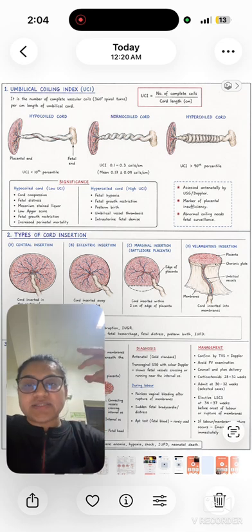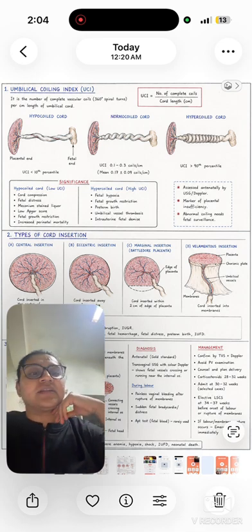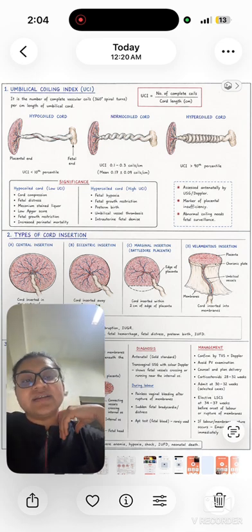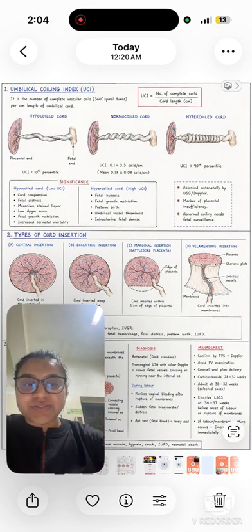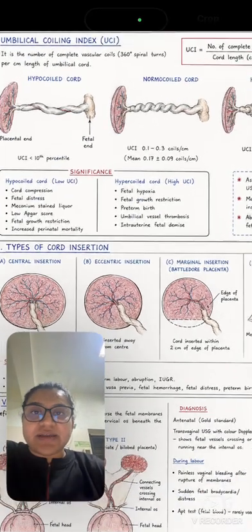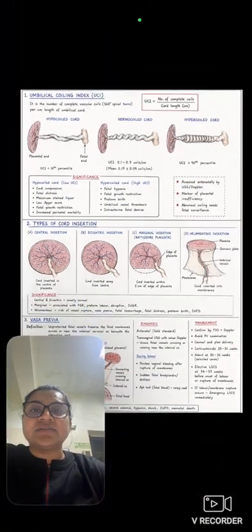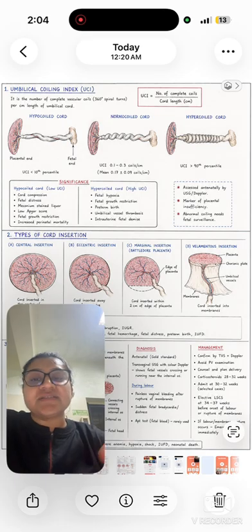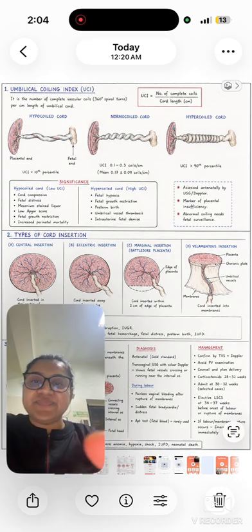It's divided into three sub questions. The first one is the umbilical coiling index and its significance. Second is to discuss the type of the cord insertion. Third is to discuss the diagnosis and management of the Vasa Previa. I've written this answer in this one slide, but believe me, it's a 6-page answer, so don't worry.